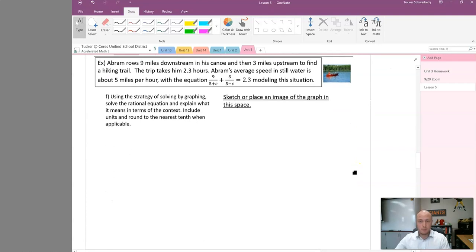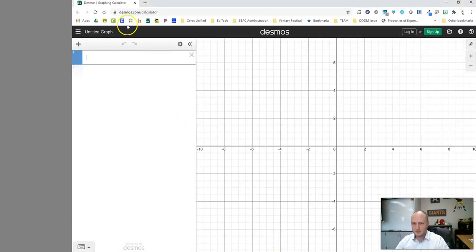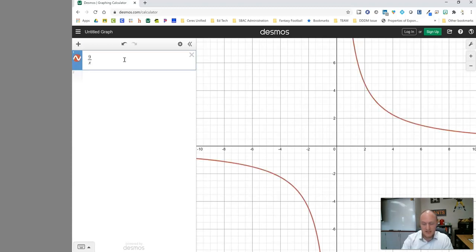All right, part F, same problem. It says using the strategy of solving by graphing, solve the rational equation and explain what it means in terms of context. Include units, round to the nearest tenth when applicable. So what we're going to do is graph. Here's Desmos, and you can do this also in Desmos. We're going to graph that equation. Actually, there are 2 parts. So I have 9 divided by x, that was downstream, right?